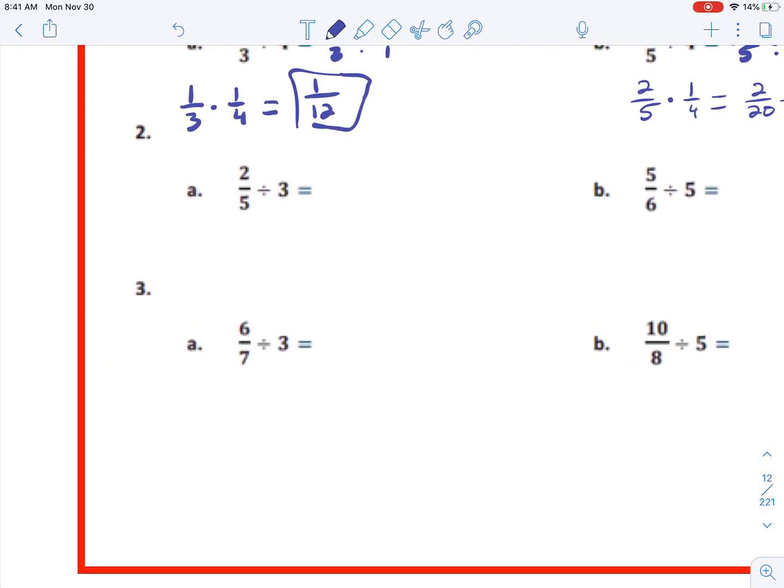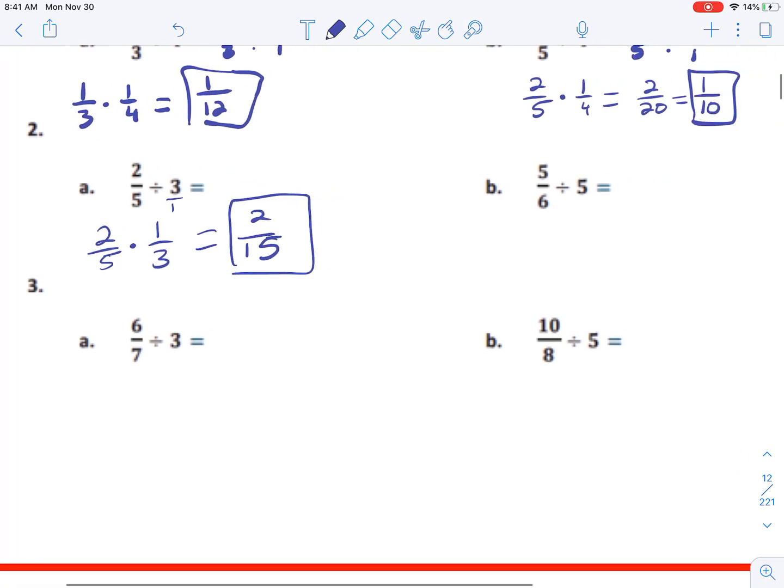Okay, letter A, or 2A. 2/5 divided by 3. This turns into 2/5 times 1/3, because this is 3 over 1. We multiply across, and we get 2/15. And we cannot simplify that, so that is how we leave it.